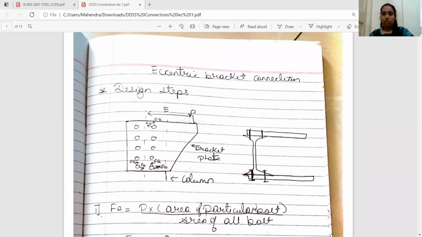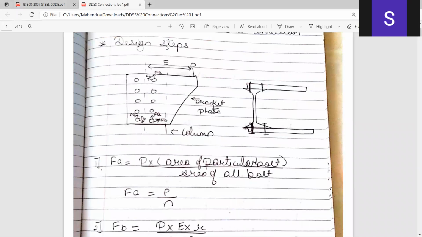Here the bracket connection is drawn, as you can see in this particular diagram. One bracket connection is there. Here what is applied is the load P, and this is your bracket face, and here there are FA and FB. These are the two forces acting on these particular bolts, and there are a number of bolts. The FA force is acting in the vertical direction and FB is acting in the inclined direction. Again, here also FA is acting in the vertical direction and FB in the inclined direction.